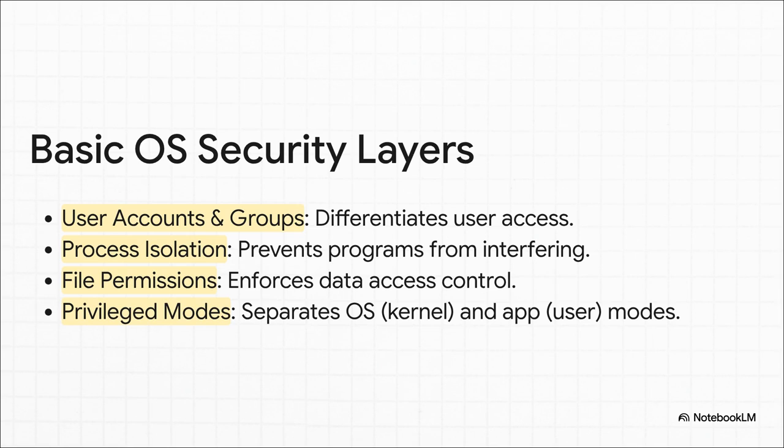It starts with user accounts to know who you are. It uses that process isolation we talked about to build these strong walls between programs. That's why a crashing web browser usually doesn't take down your whole computer. It sets file permissions to control who can see your data. And most importantly, it separates itself into a super privileged kernel mode, which stops regular apps in user mode from doing anything truly dangerous to the system.